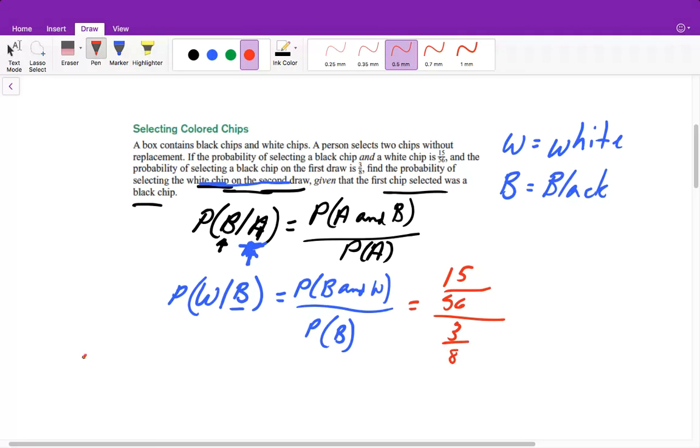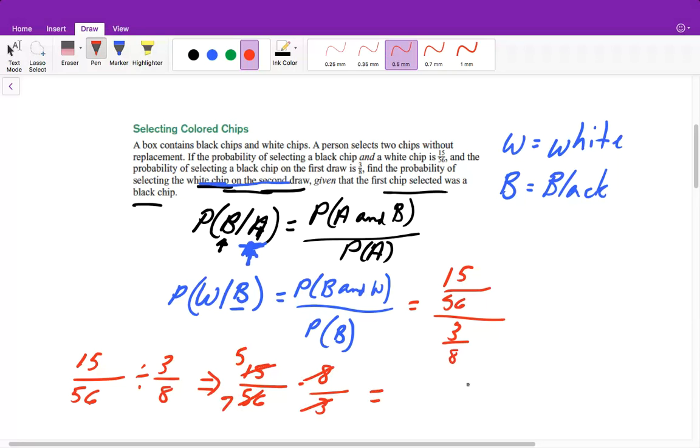So now we can rewrite this as 15 over 56 divided by 3 over 8, which is equal to 15 over 56 times 8 over 3. 3 goes into 15 5 times, 8 goes into 56 7 times. So the odds of you selecting a white chip, given that you selected a black chip first, is 5 out of 7.